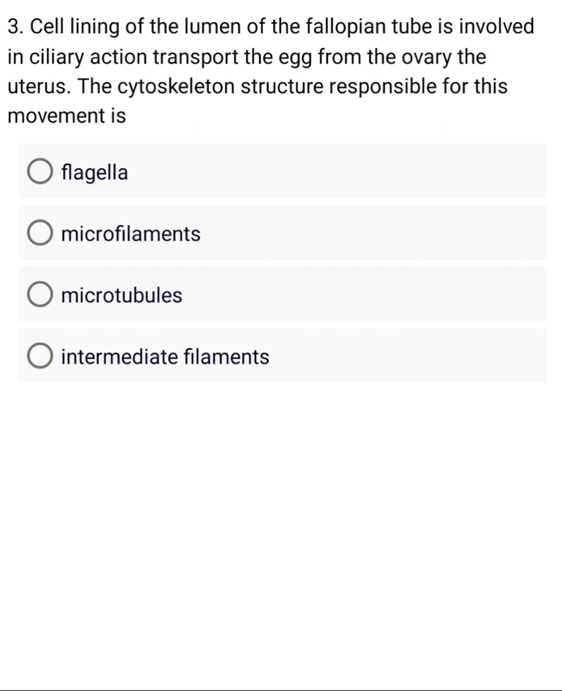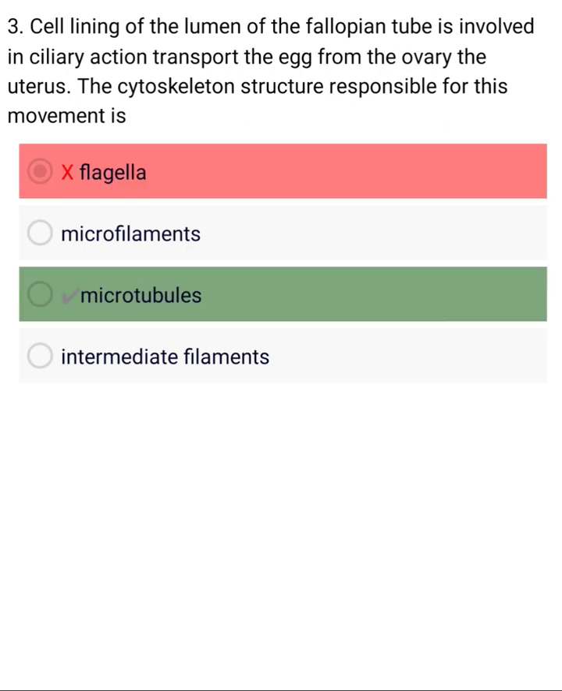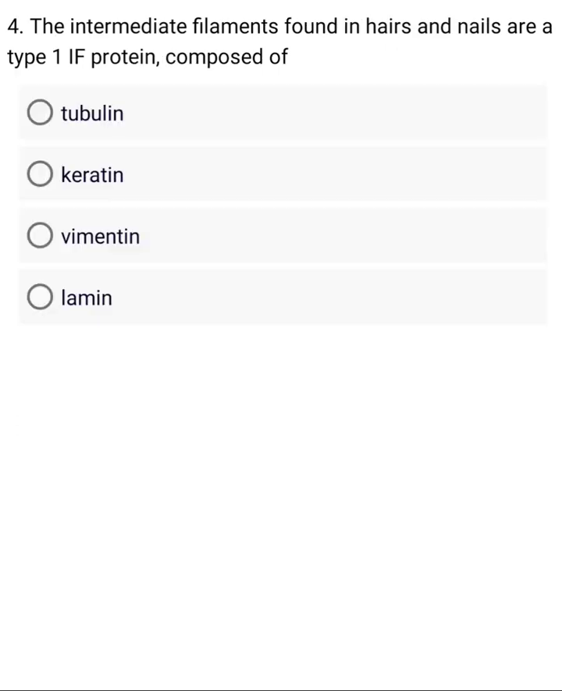The cell lining of the lumen of the fallopian tube is involved in ciliary action to transport the egg from the ovary to the uterus. The cytoskeleton structure responsible for this movement is A. Flagella. B. Microfilaments. C. Microtubules. D. Wrong. The intermediate filaments found in hairs and nails are a type of IF protein, composed of A. Tubulin. B. Keratin. C. Vimentin. D. Lamin.